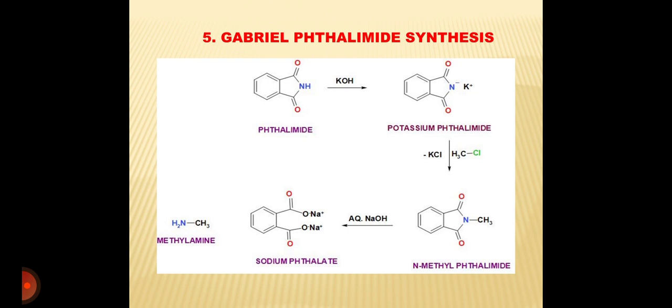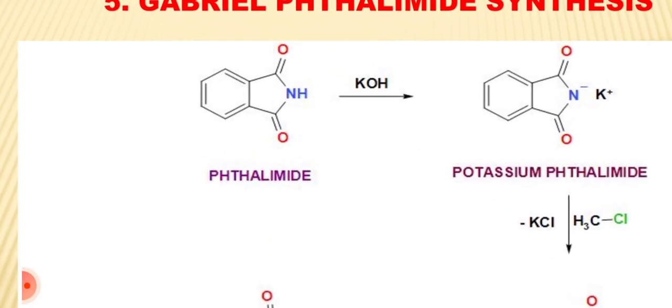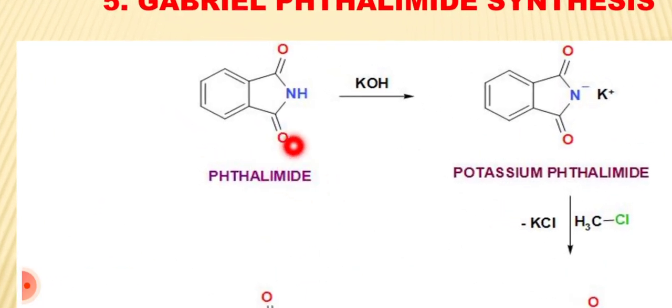The next reaction is the preparation of amines by Gabriel phthalimide synthesis. Here, the starting material is phthalimide that reacts with potassium hydroxide. There is release of the water molecule. The nitrogen acquires the negative charge by loss of proton, and the potassium ion forms an ionic bond with this negatively charged nitrogen to form potassium phthalimide.